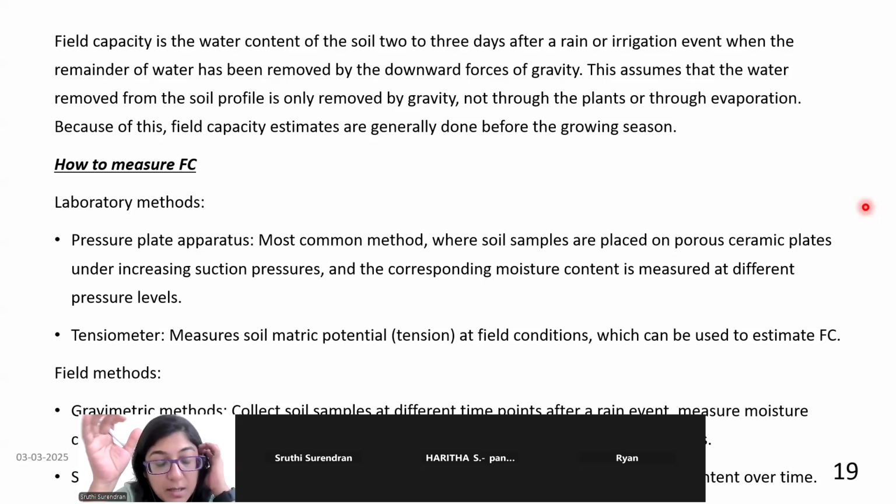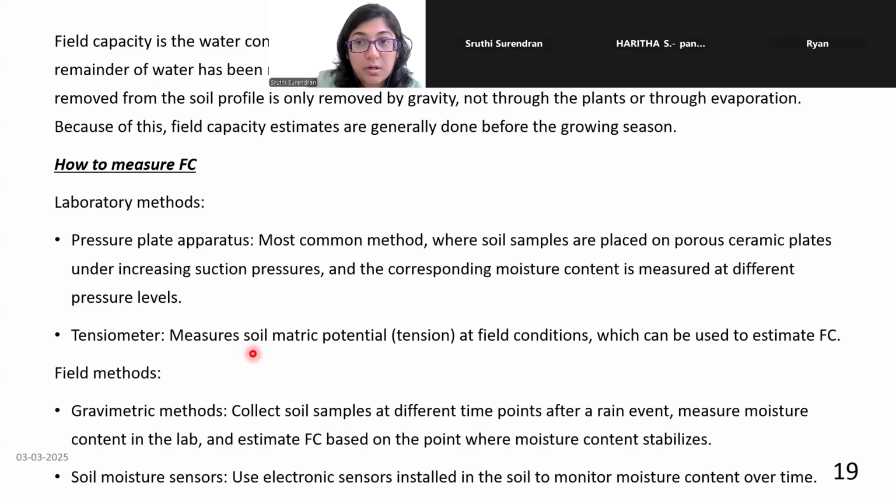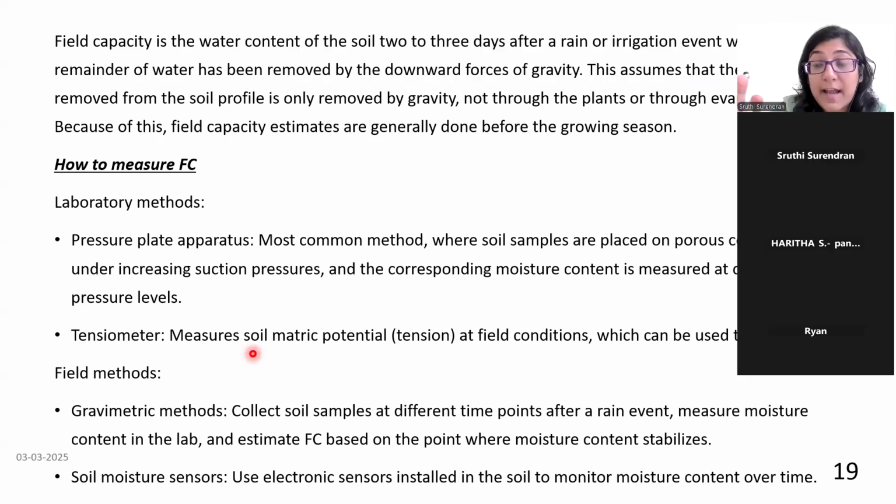So you will get the mass of the water available, and from that you can divide and get the gravimetric soil water content.